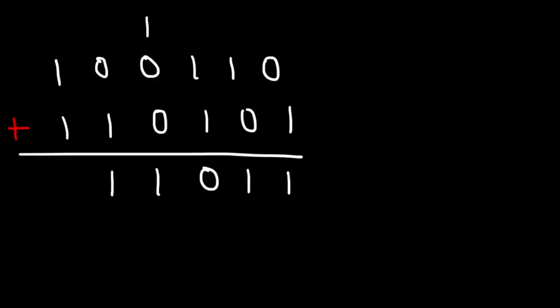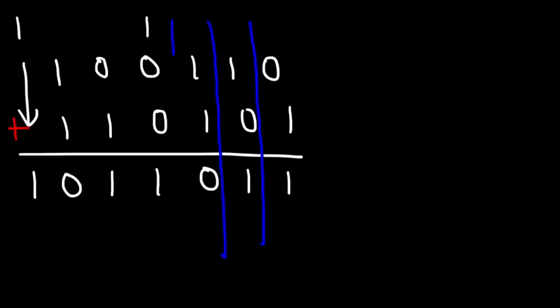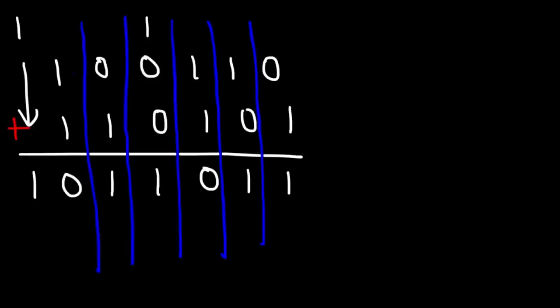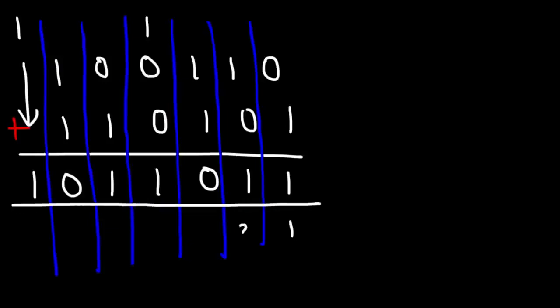And then next is 1 plus 1, which is 0, but carry over a 1 to the next column, which will give us 1. So now let's confirm our answer. But let's separate everything into columns, just like we did before. So this is going to be 1, 2, 4, 8, 16, 32, and 64.